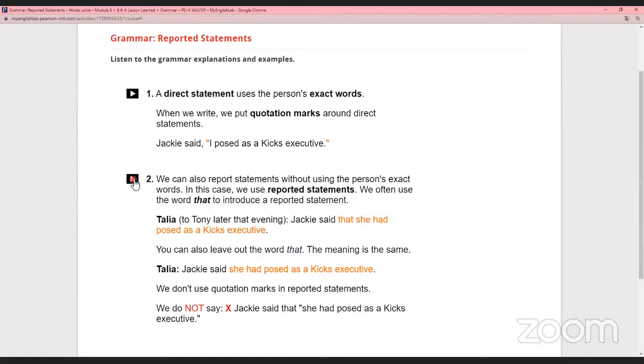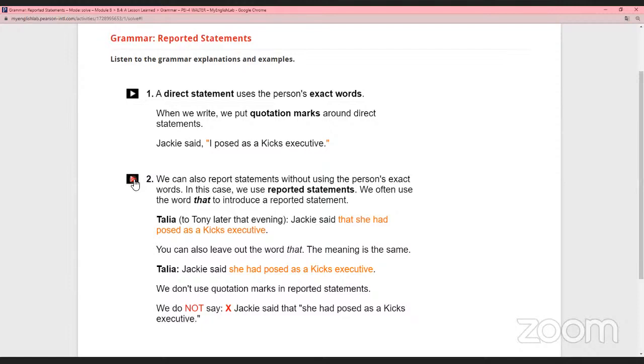Okay, let's continue. We're going to use the reported statements. I don't know if you remember the other day I told you that we have a lesson, and it's a little bit more difficult because it's too much grammar, right? And it's this lesson. We're going to use the reported statements. Again, it's a way to report something without using the person's exact words, right? In some cases, we need to modify some words in order to keep the original meaning. That's the reason why we use reported statements, and we have a different structure, right?